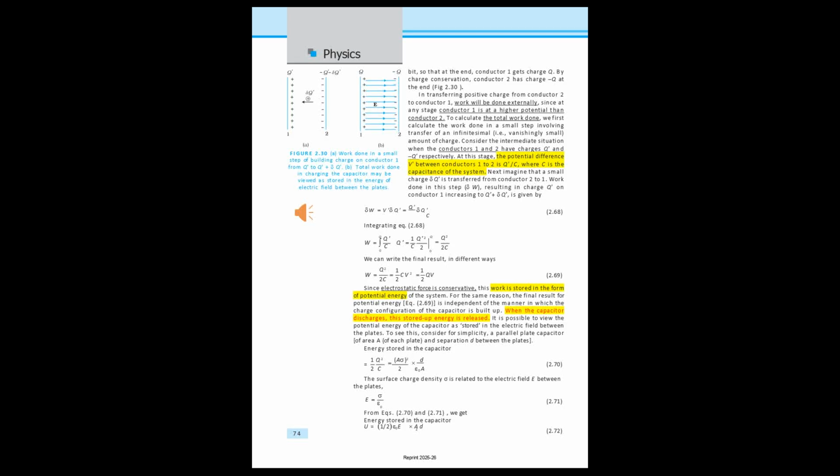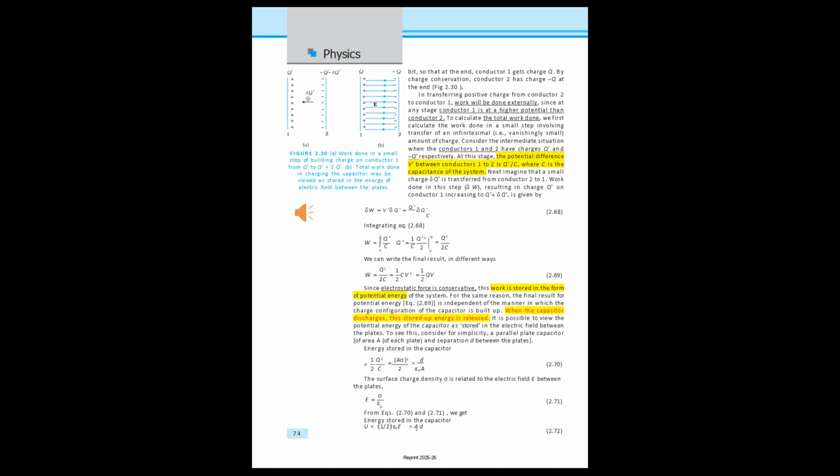To calculate the total work done, we first calculate the work done in a smaller step involving transfer of an infinitesimal, that is vanishingly small amount of charge. Consider the intermediate situation when the conductors 1 and 2 have charges Q dash and minus Q dash respectively. At this stage, the potential difference V dash between conductors 1 and 2 is Q dash by C, where C is the capacitance of the system.